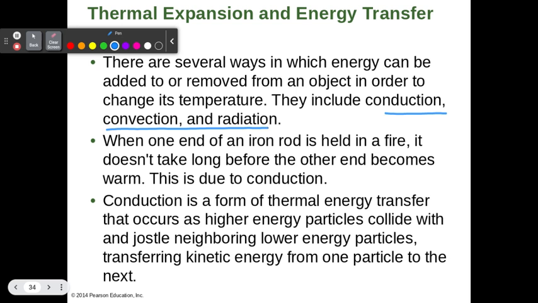When one end of an iron rod is held in a fire, it doesn't take long before the other end becomes warm. If you leave a metal spoon in your pot as you're cooking, that spoon is going to heat up. That is called conduction. It's thermal energy transfer that occurs when higher energy particles collide with lower energy particles, transferring their kinetic energy. So they have to be touching. That's the big thing about conduction: the two things have to touch each other for that to happen.